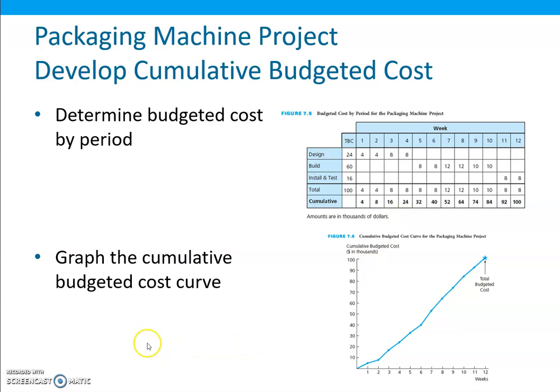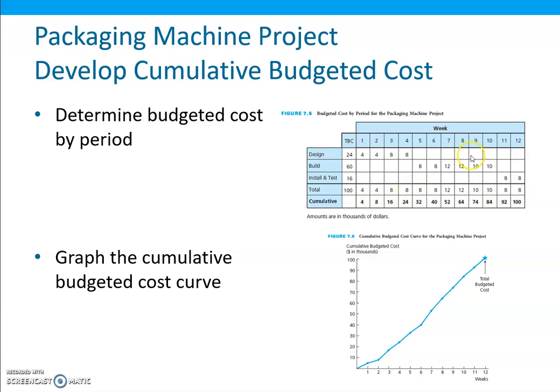In the next figure, it is the cumulative budgeted cost curve for the packaging machine project. So the points on this curve correspond to the cumulative total. So for example, 4 is the total in the first day, 4 in the second day, and similarly so on.